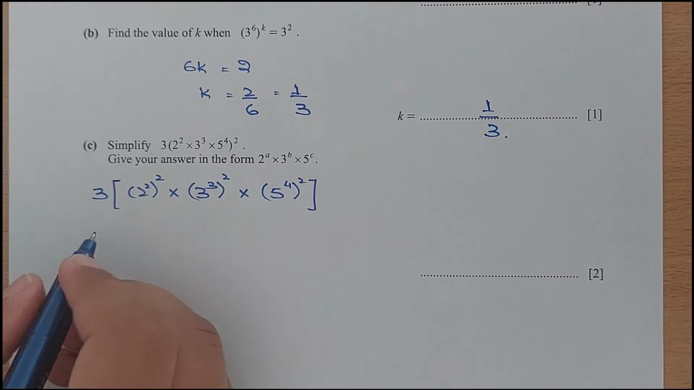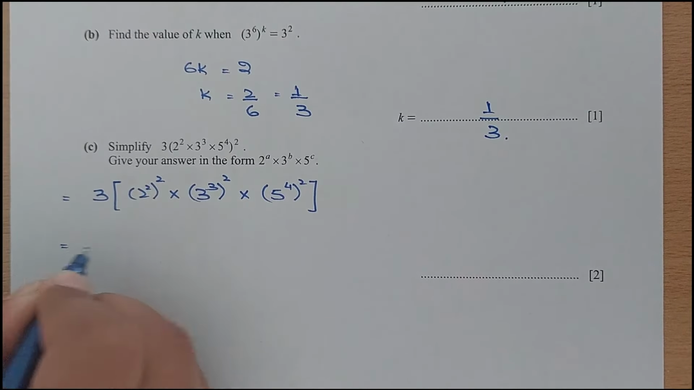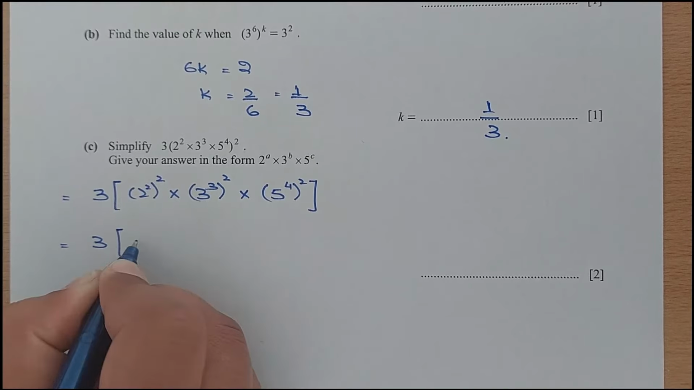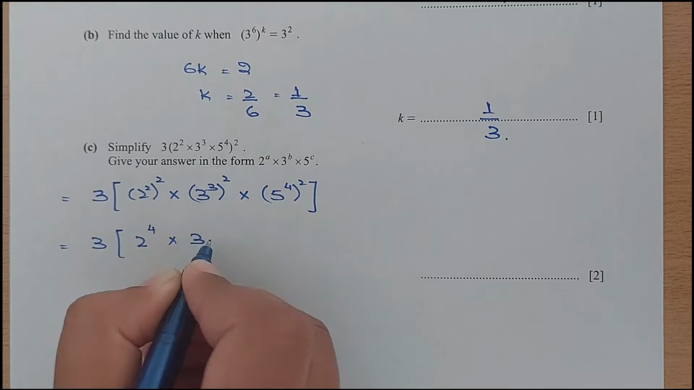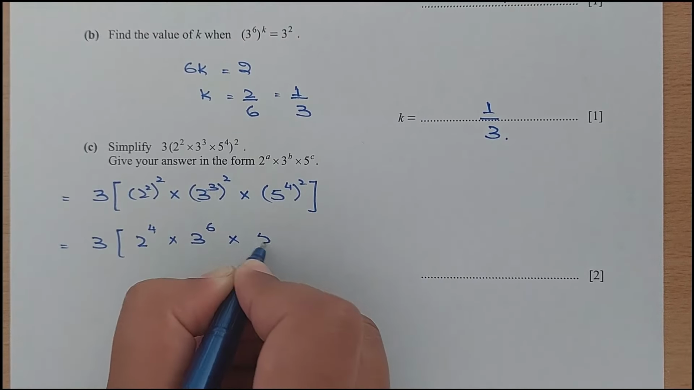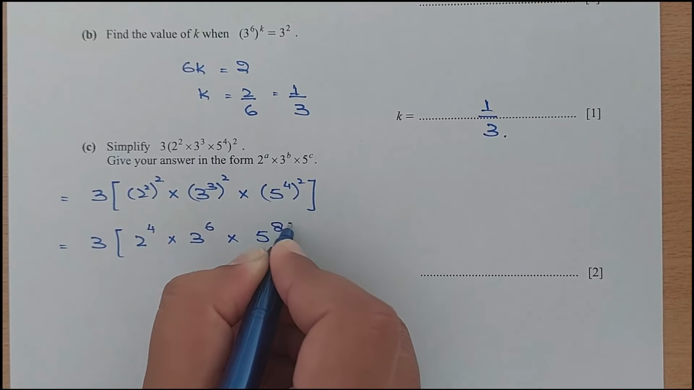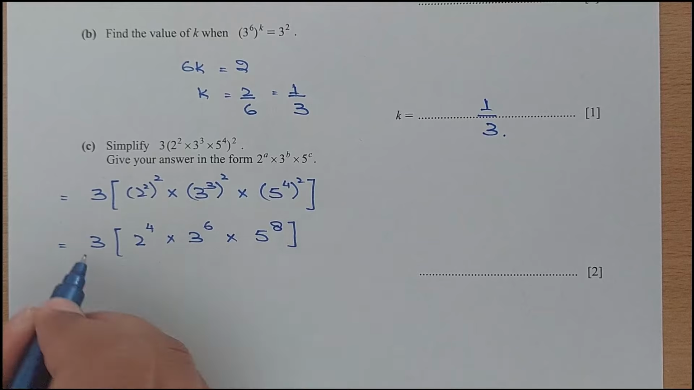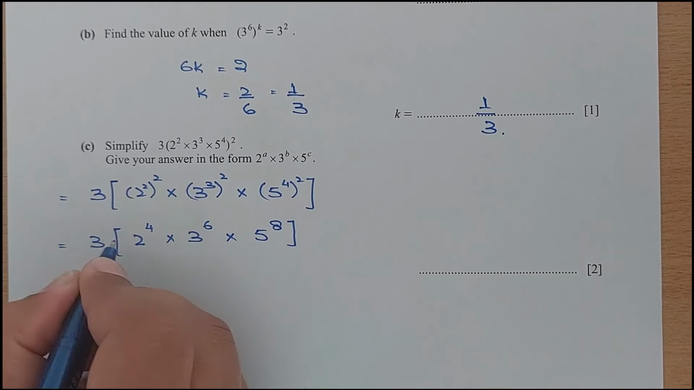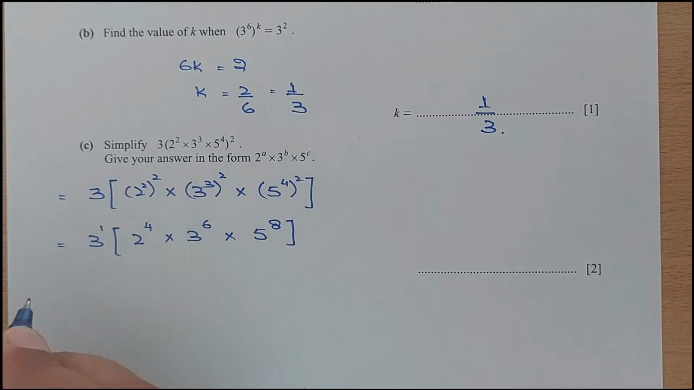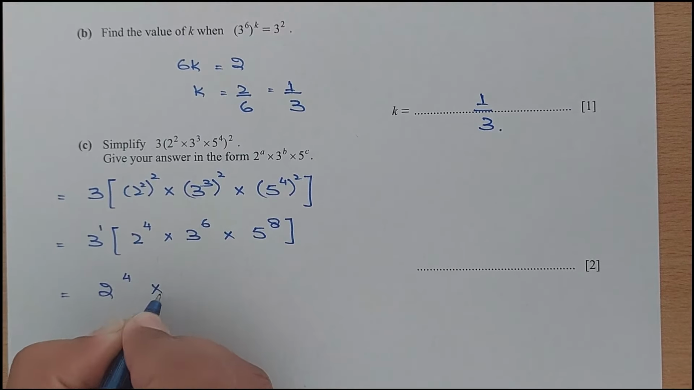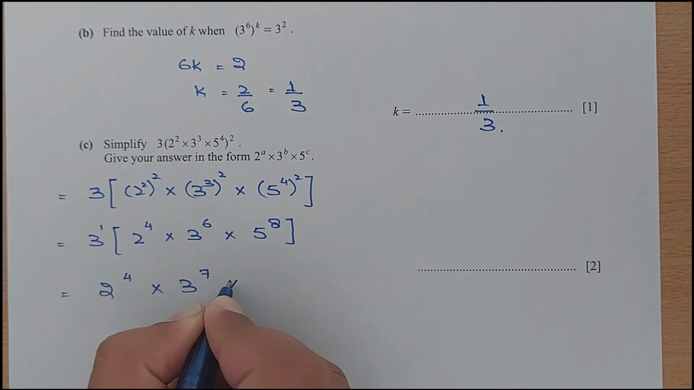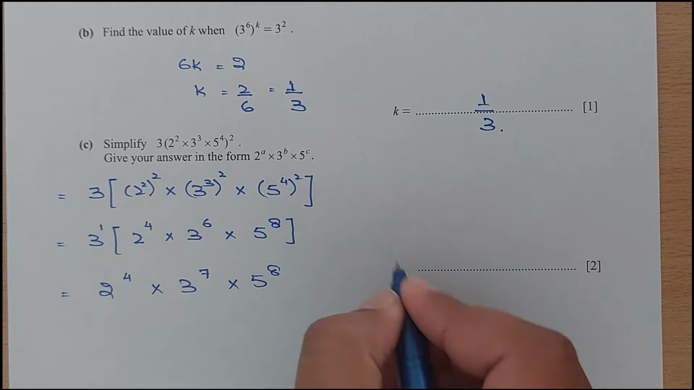Okay, and we have again 3 outside. 2 exponent 2 times 2 is 4, times 3 exponent 3 times 2 is 6, times 5 exponent 4 times 2 is 8. And we have 3 over here, so 3 multiplying with this 3, its exponent is 1, or 1 plus 6 would be 7. So we have 2 exponent 4 times 3 exponent 7 times 5 exponent 8.